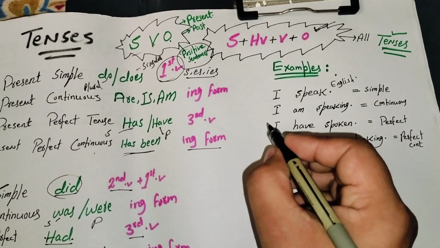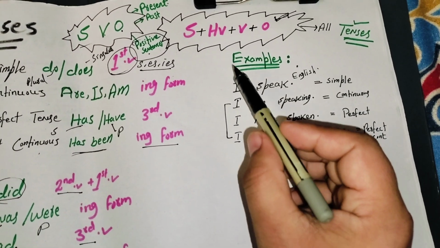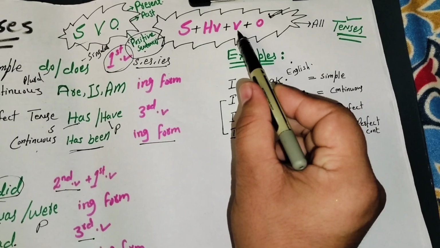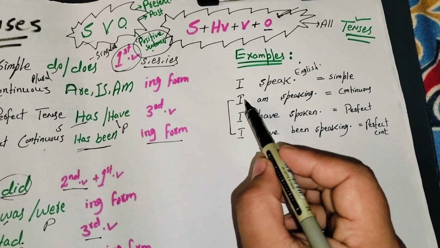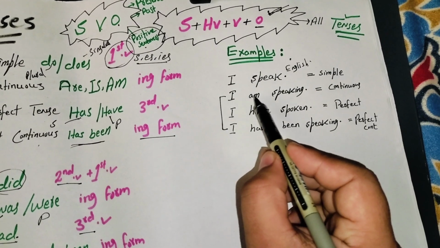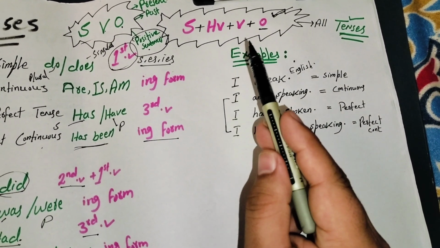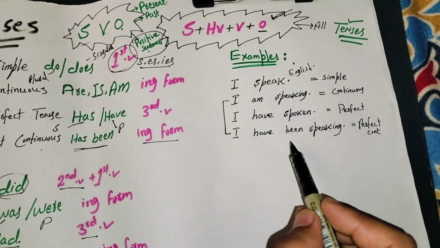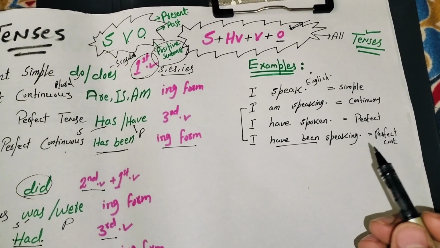How? Like now see these three examples. Like I can say that subject, helping verb and verb, object is in your hand. This is optional, so check it here. I am speaking. Subject, helping verb, verb. I have spoken. Subject, helping verb and verb. I have been. Have been is helping verb. Speaking is the form of the verb.